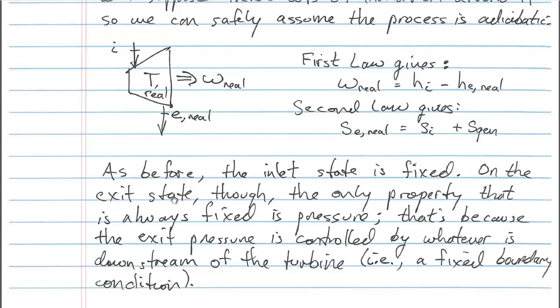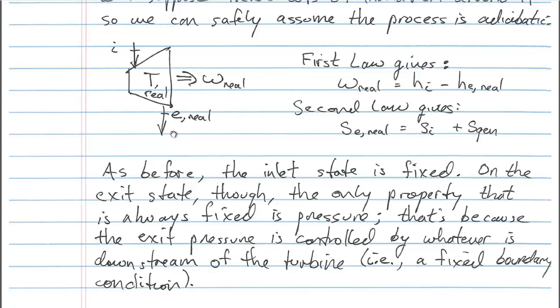But as I mentioned, the exit state is what results from the substance having gone through the real process, so it's going to have a state that corresponds to the real exit state. But there is one thing that is fixed on the exit state. And in the case of, say, turbines, and later on, as we'll talk, compressors, that one property that is fixed at the exit state is the system pressure. The reason why is that pressure is in fact controlled by something downstream of the turbine. So what does that mean?